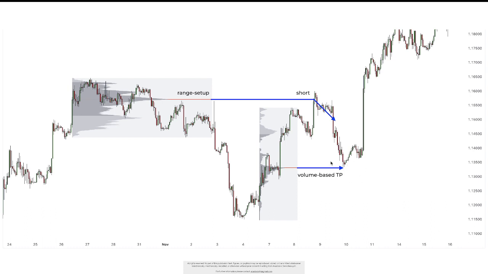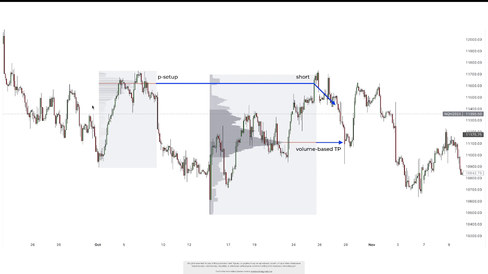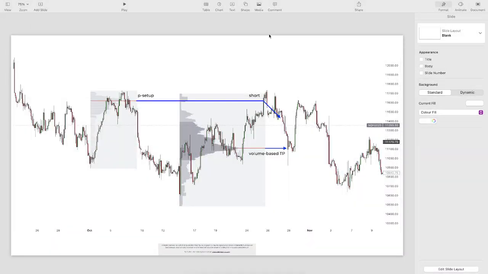So what we see here is that we trade literally from volume to volume. We trade from point of control to point of control. It's very easy, right? Another example, we had a P setup here, also a P setup, but a little bit worse than the previous one. We take short from the one P setup, and we take profit on another P setup. It's as simple as that, right? Easy. Those were the explanations about take profit.